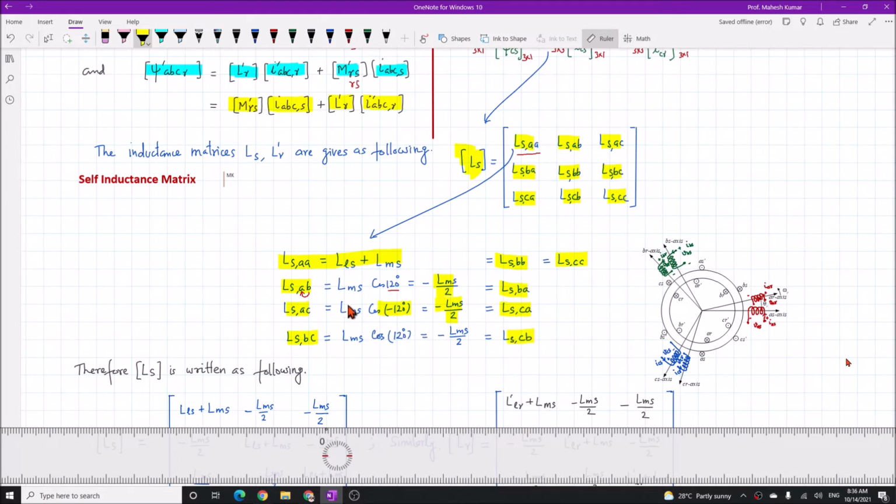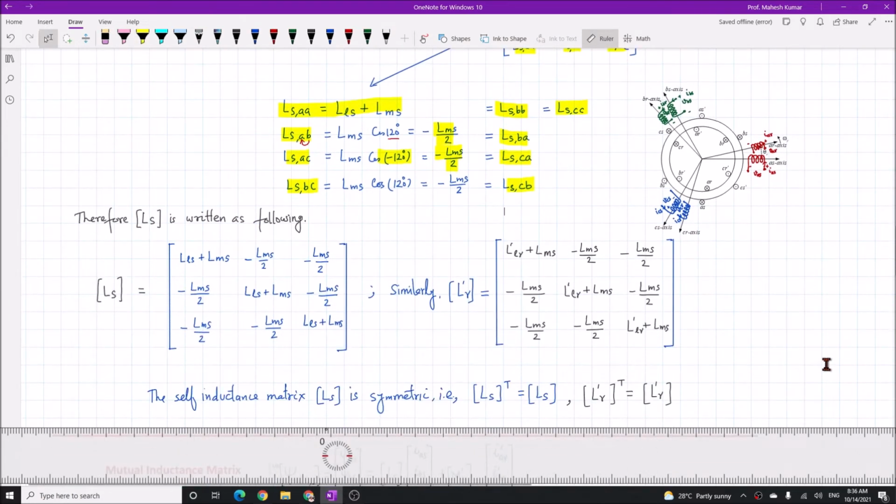So 3 plus 3 is 6, and 3 is 9. There are 9 elements, and therefore we can write this matrix as given here: LS matrix equals LS plus LMS. They are the diagonal elements. The other elements are minus LMS by 2 on either side of the diagonal element. So this is basically LS.